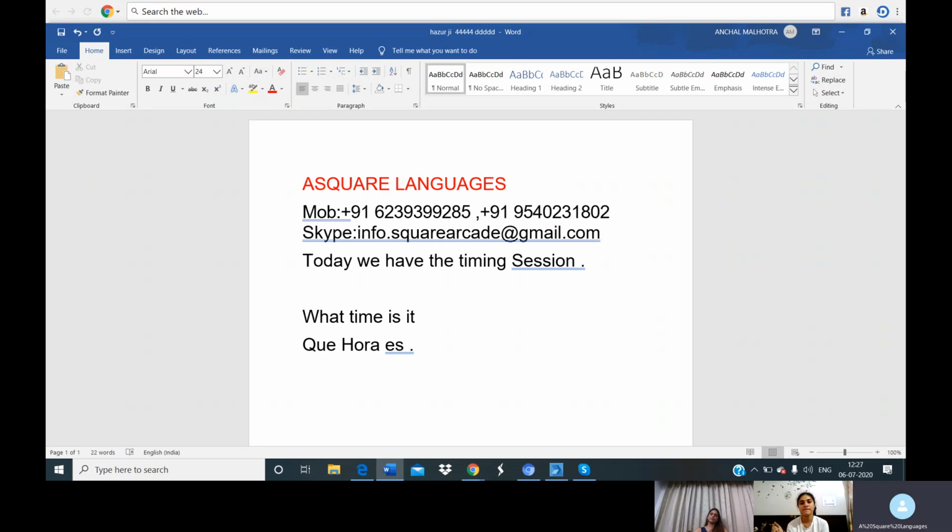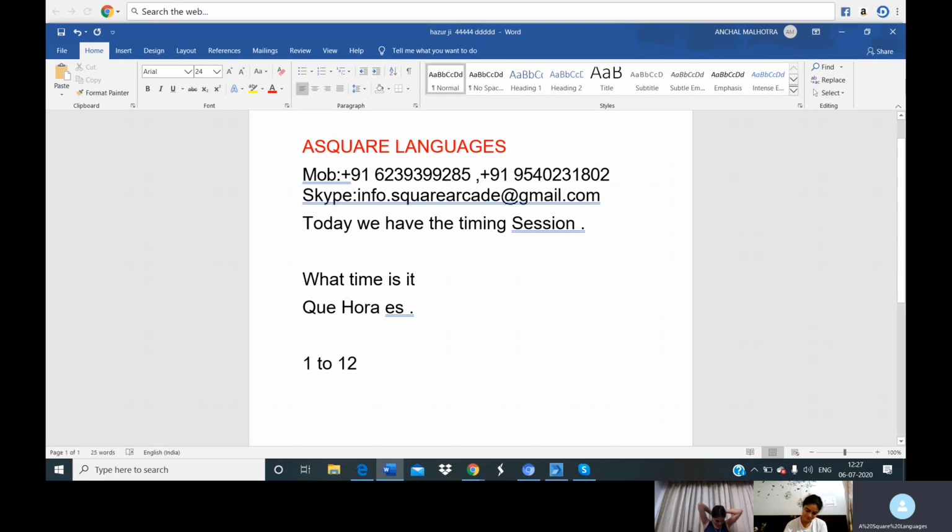Okay, now you have 1 to 12 counting. Obviously, we have a timing till the clock. We have number 1, 2, 3, 4, 5, 6, 7, 8, 9, 10. We have uno, dos, tres. Is that clear to you? So we have 12 figures basically in the wall clock. Is that clear to you?